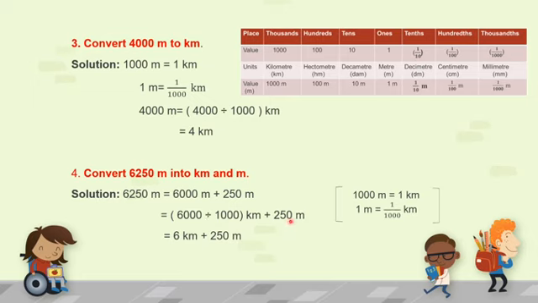And is this number more than 3 digits? No, it is not more than 3 digits. So you don't have to convert this. So here it will be 6 kilometer plus 250 meter. 6 kilometer plus 250 meter. So this is your answer. And in the final answer, you will have to remove your plus sign.